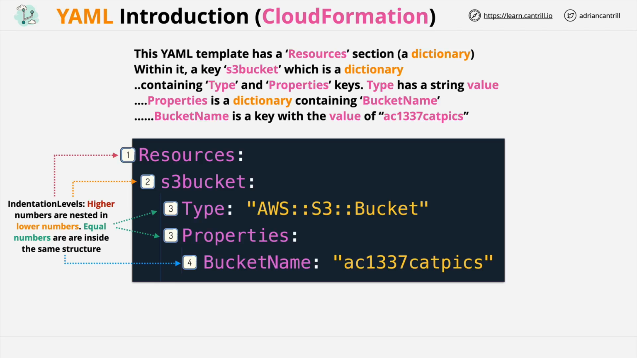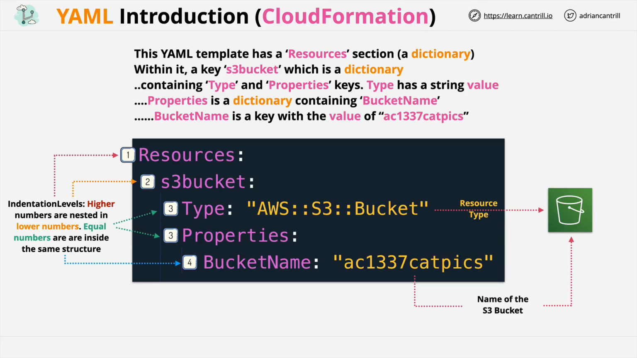So we have resources as a key value pair. The value is a dictionary with one key value pair, S3 bucket. S3 bucket is a key value pair. Its value is a dictionary of two key value pairs. Type, which controls what resource is created, and properties. And the value of properties is a dictionary which contains one key value pair, which is the bucket name, and its value is a string, and this controls the name of the S3 bucket, the physical resource which is going to be created by CloudFormation.